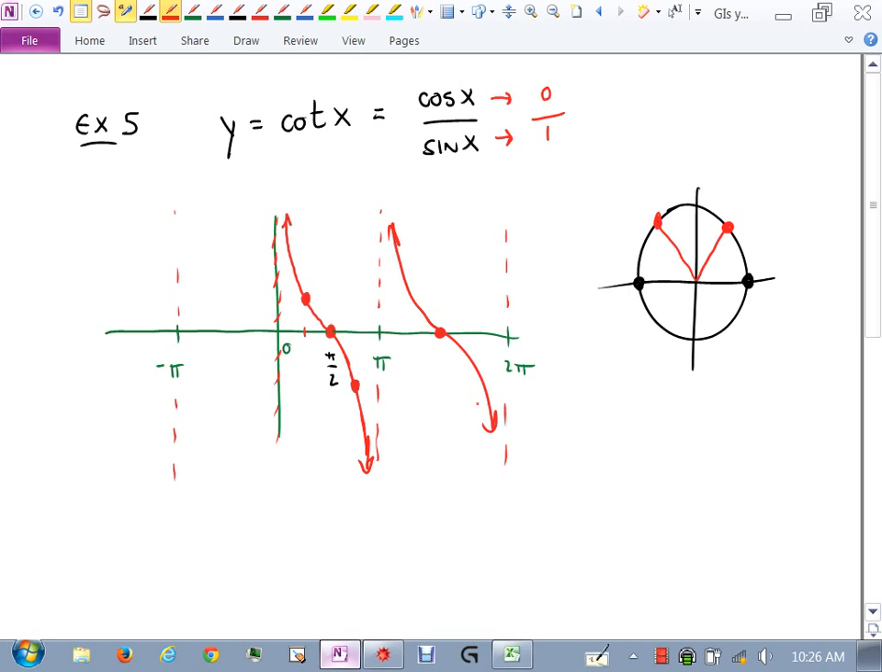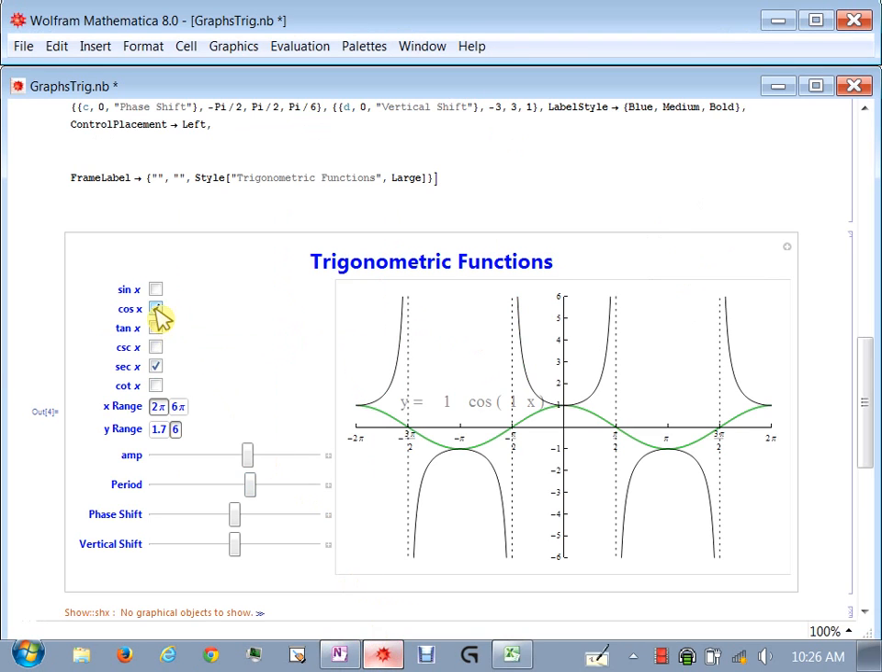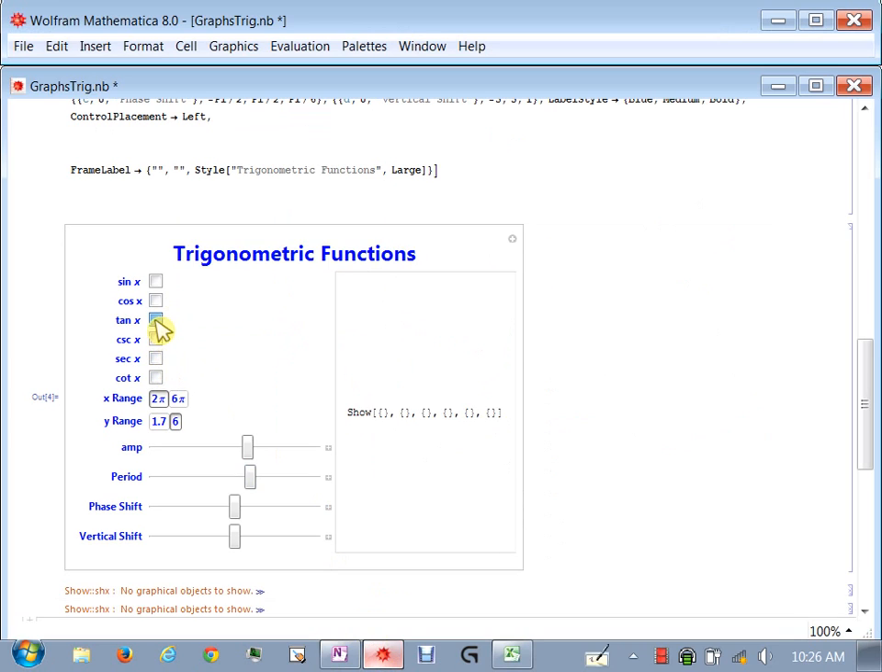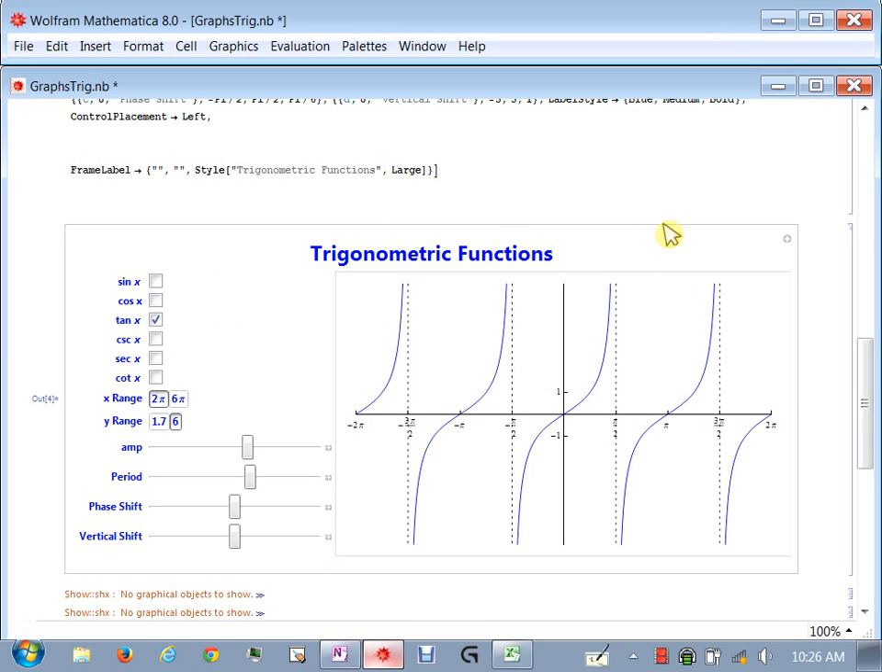Tangent, I'll bring that back up. Tangent looks like this. Tangent has a period of what? This is tangent. Period of pi. One period, the first period occurs between negative pi over 2 and pi over 2, right? And then it goes down on the left, up on the right, it goes through 0.